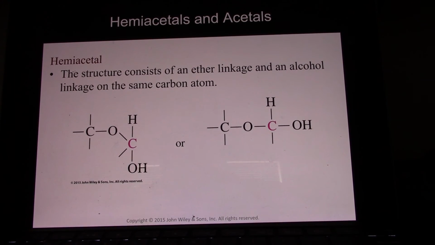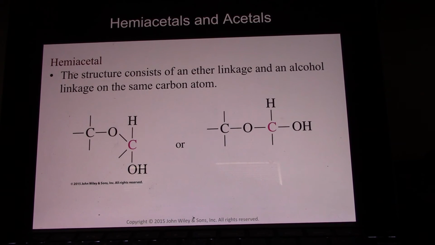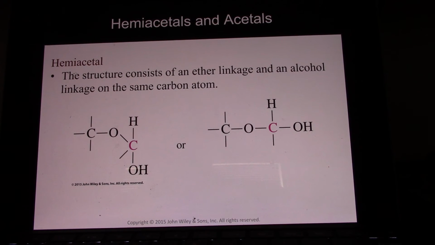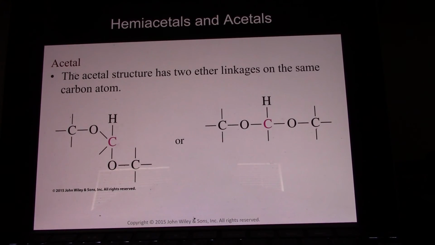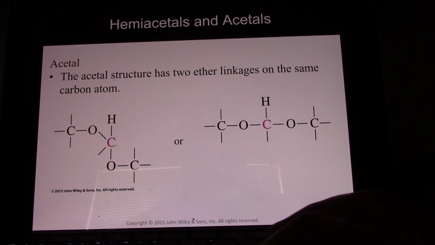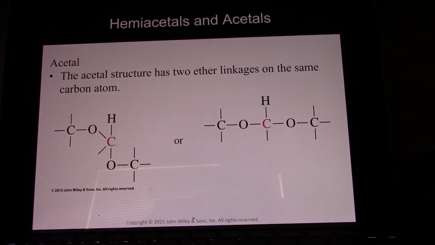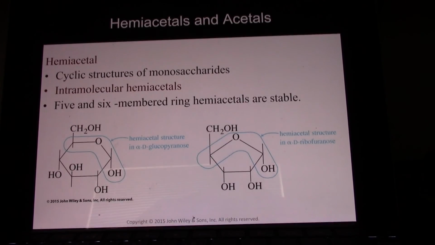Hemiacetal, again, the structure consists of an ether linkage and an alcohol on the same carbon atom. So that is why we're calling that a hemiacetal. Because on what used to be either an aldehyde or a ketone carbon, now I have one OR group that's ether-like bound, and on the other side there's an OH group, like an alcohol, making it a hemiacetal. A true acetal would have two ether-like bonds on the anomeric carbon.